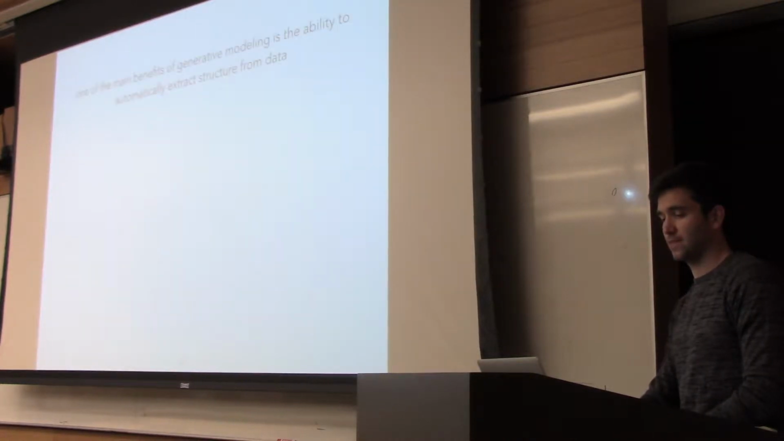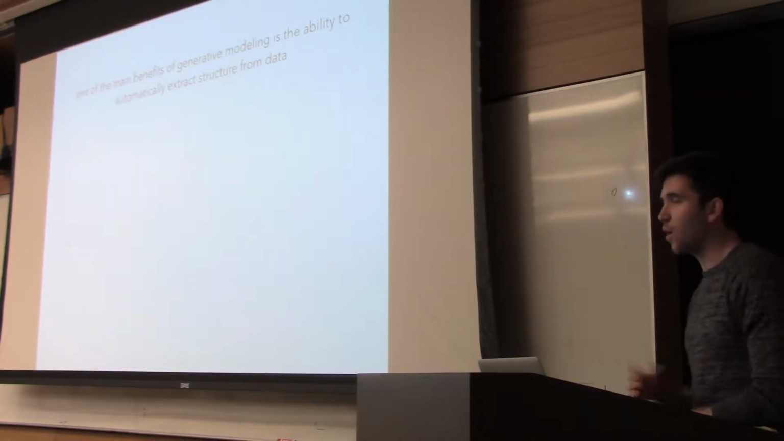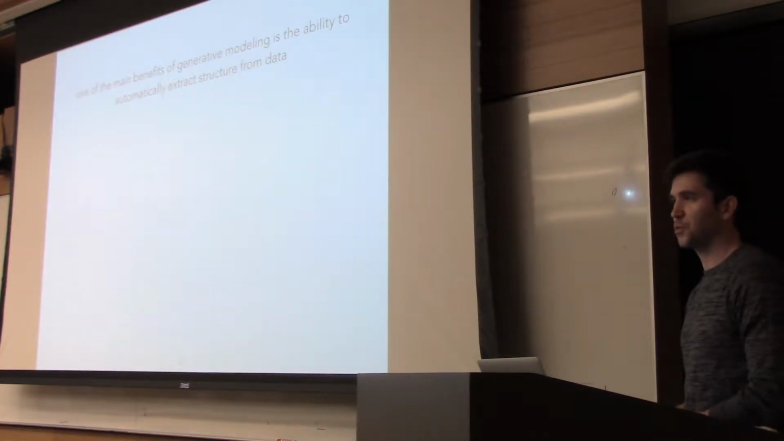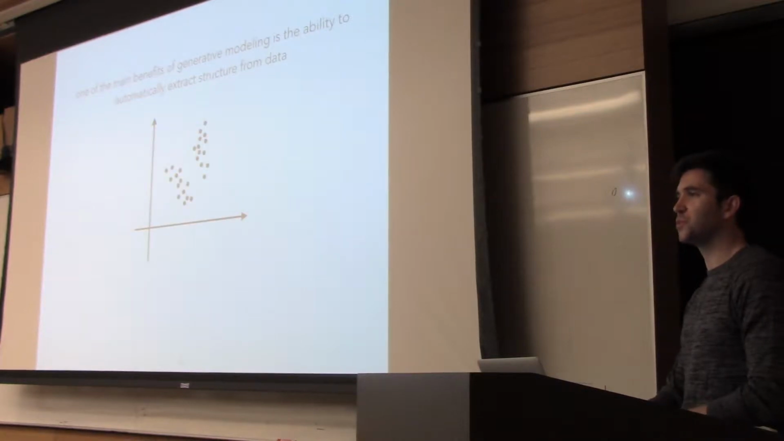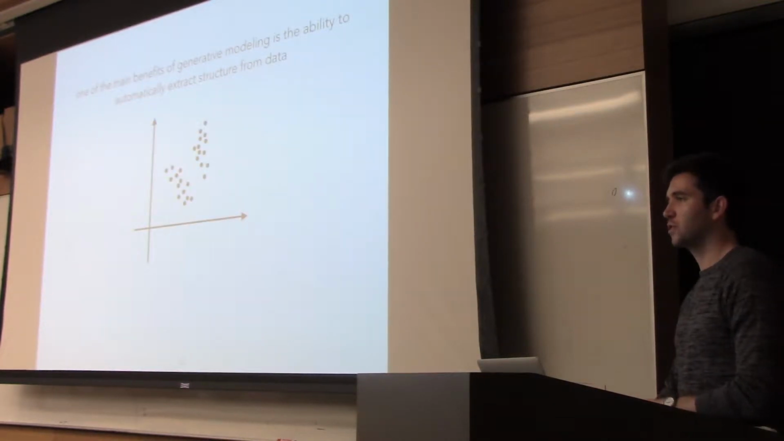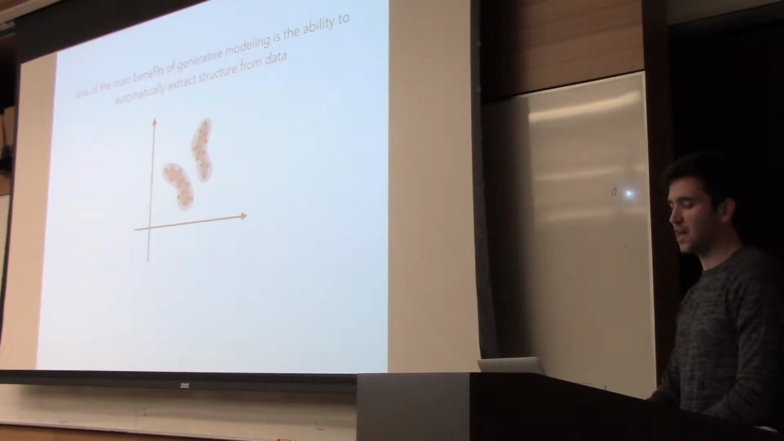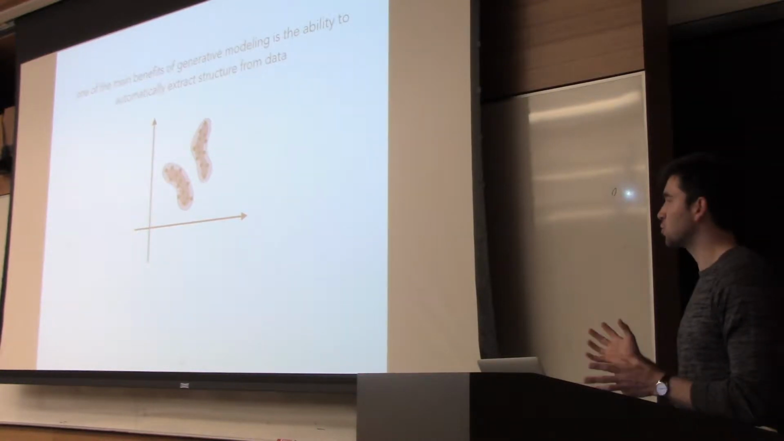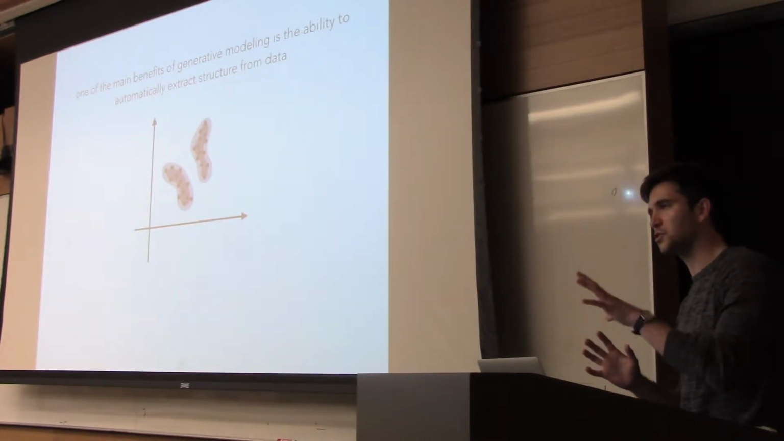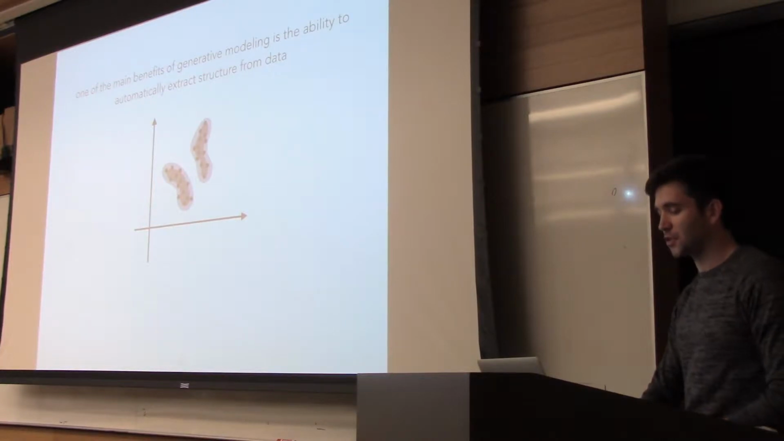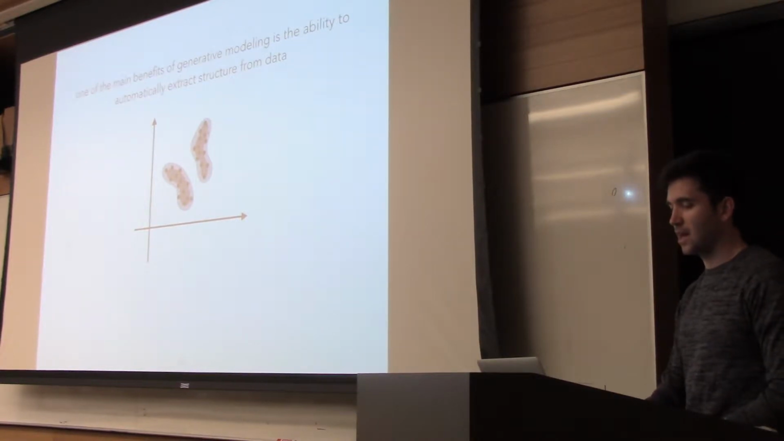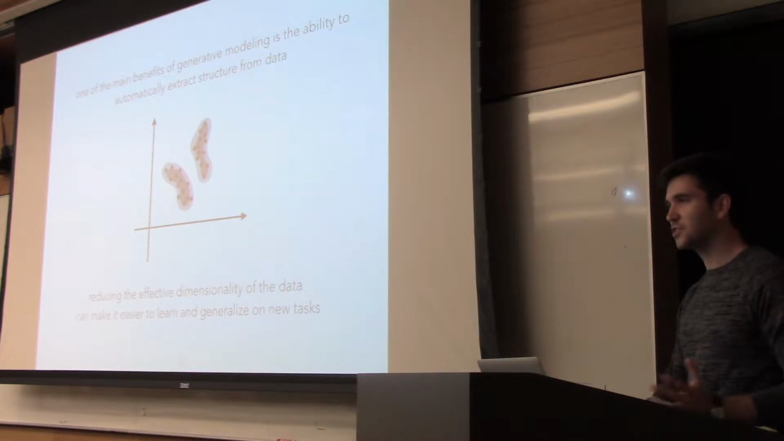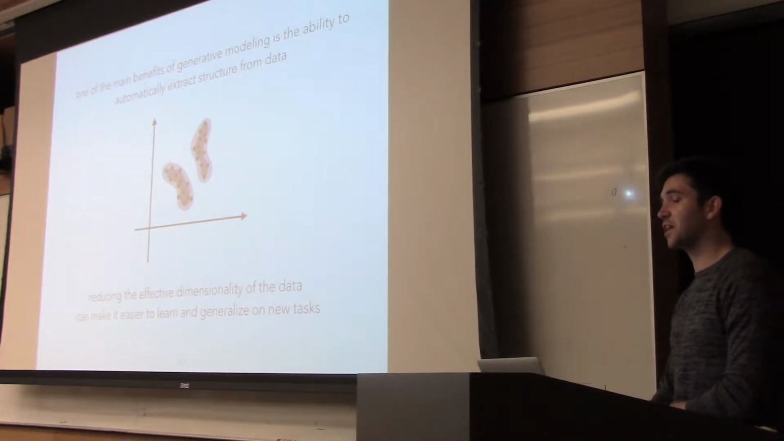And why might we want to do this? Why might we want to actually model the data distribution? One reason would be that we can actually extract structure from the data distribution automatically. So if we have these sets of points, we might be able to fit a generative model to these two clusters that just says, hey, there's a cluster in this region, and there's another cluster in this region. And the nice thing is that this effectively reduces the dimensionality of the data.